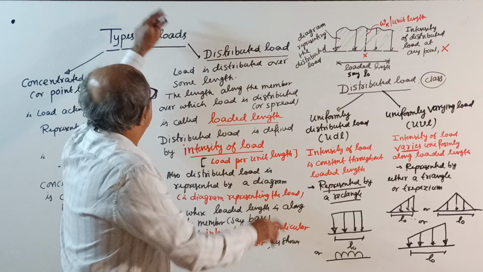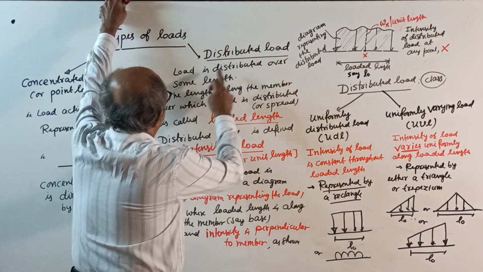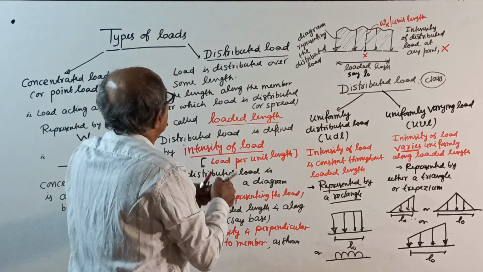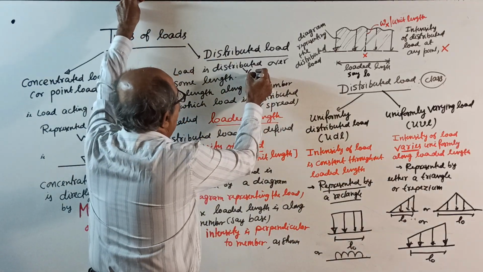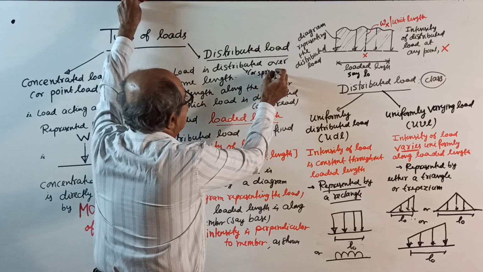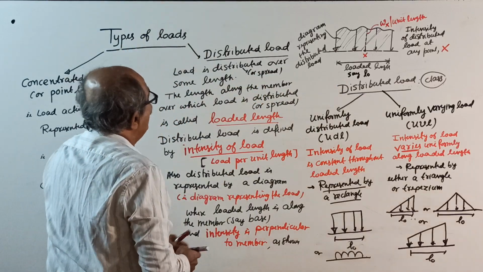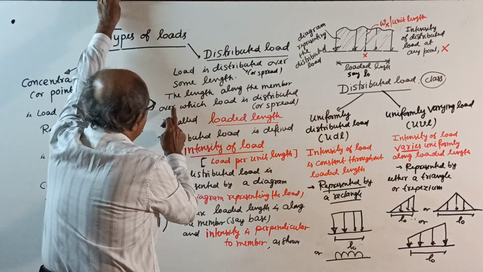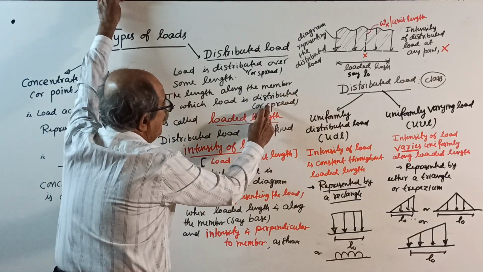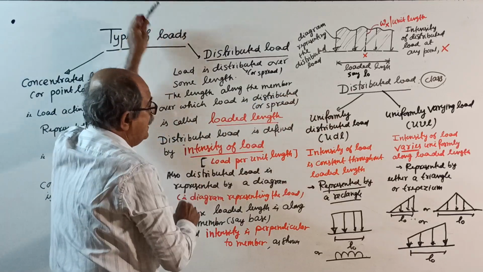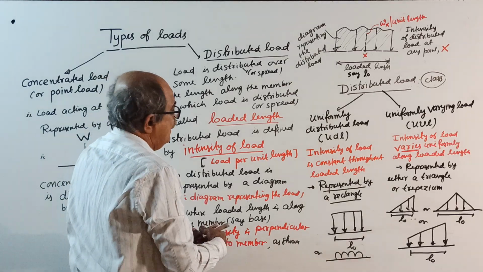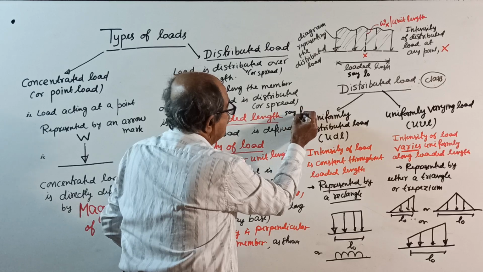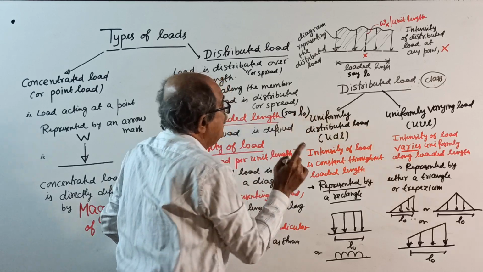Distributed load. That is, load is distributed over some length. It is distributed or spread, you can tell. Either distributed or spread along over some length. The length along the member over which load is distributed or spread is called loaded length. Say, some symbol I will put here, loaded length, say L0. I will tell you why I use L naught.